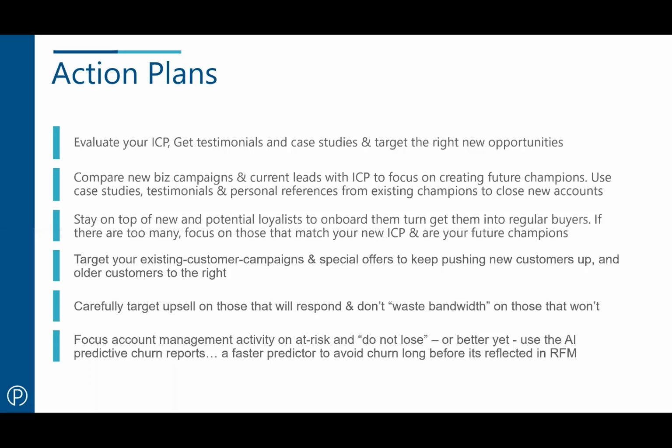Or better yet, use another feature that we released recently, the AI predictive churn reports, to really focus on the right customers and use that as a faster predictor. And you'll find that those AI alerts are actually much faster predictors than RFM. So they'll tell you about a predicted churn event or an at-risk customer long before it's reflected in the RFM analysis, which is inevitably very backward-looking rather than forward-looking.